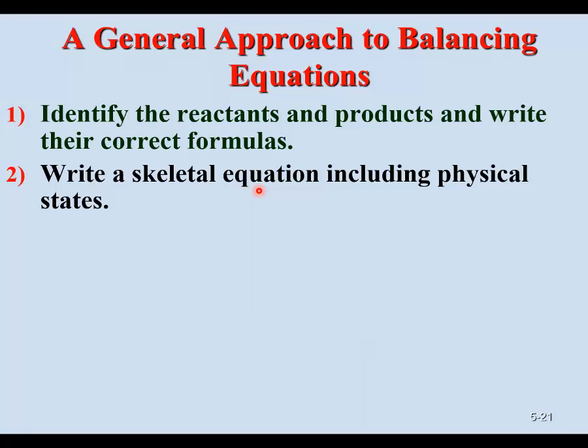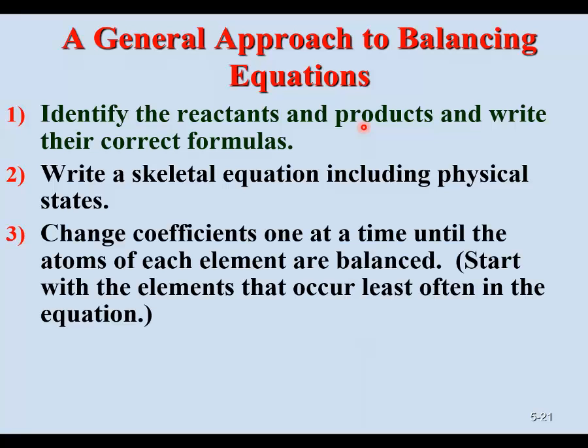Now, what we will do is leave the subscripts of our chemical formulas the same from this point forward. If I've written the correct reactant and product formulas, do not change their subscripts at this point because that would indicate a different substance entirely, a different chemical substance. However, we can change coefficients. So to balance a chemical reaction, in order to make sure I have the same number of atoms of every element in the reactants and the products, I will change coefficients until I balance them.